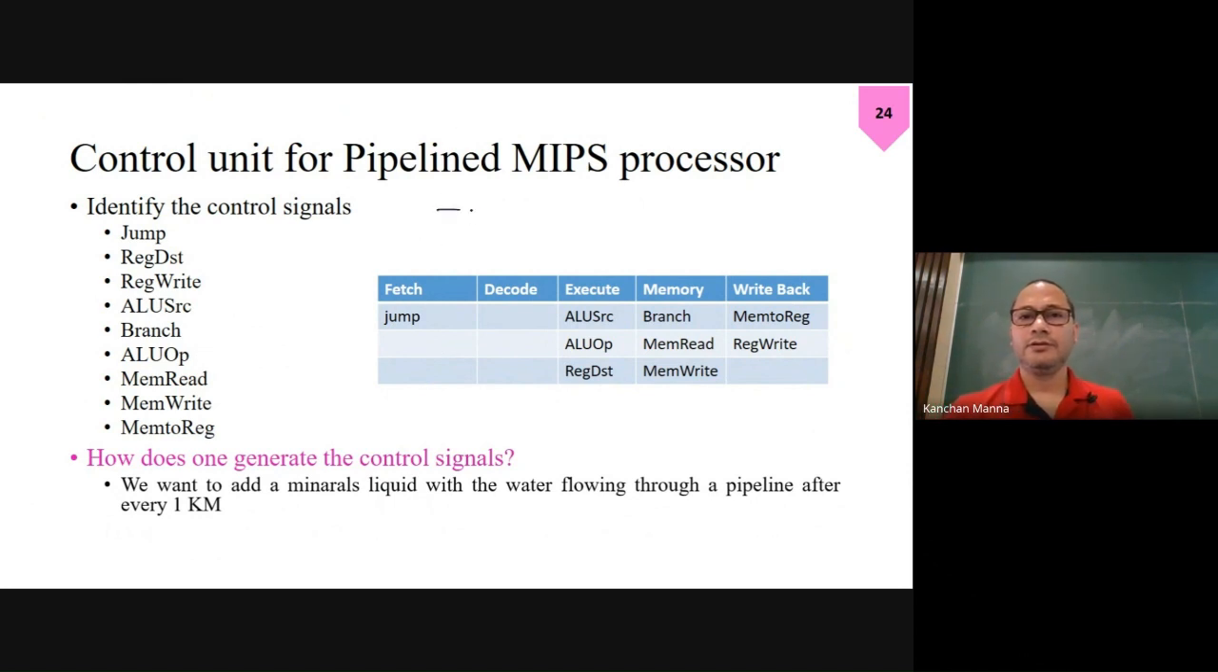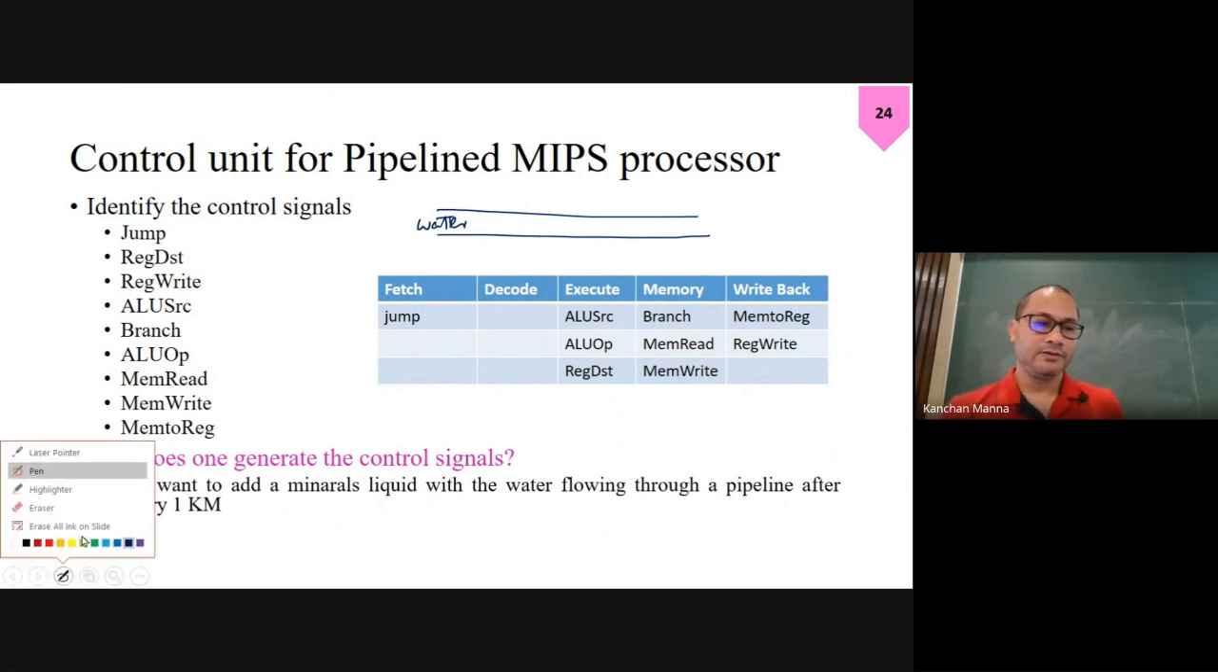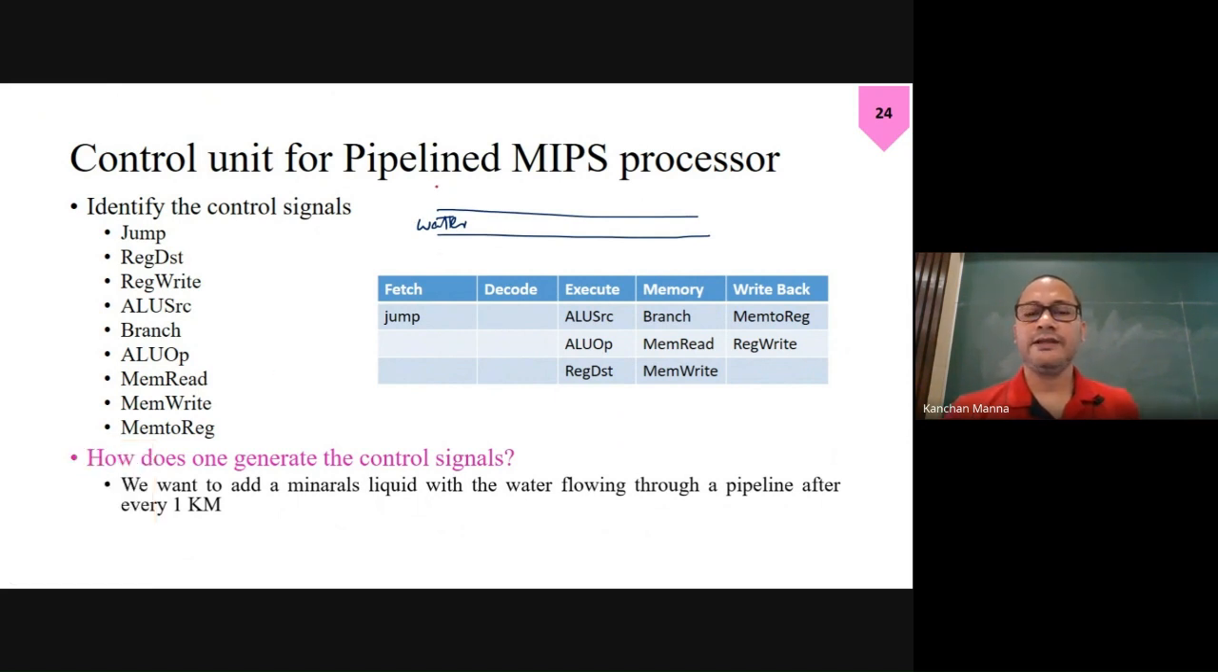So this is the pipeline, flowing the water, I mean carrying the water. Now we want to add minerals. For that purpose, what do we have to do? Can we send it using one pipeline? We need an additional pipeline which will run parallel with the other one. Got it? Let's say this is the 1 kilometer.